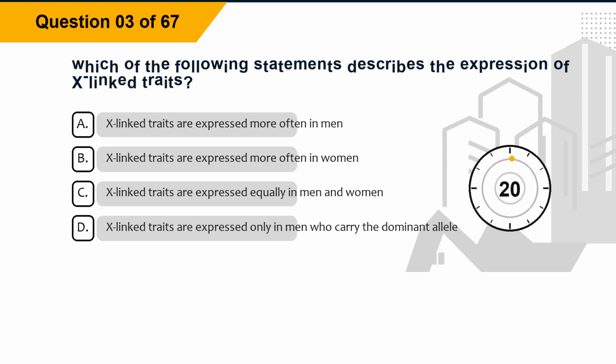Question 3. Which of the following statements describes the expression of X-linked traits? Option A. X-linked traits are expressed more often in men. Option B. X-linked traits are expressed more often in women. Option C. X-linked traits are expressed equally in men and women. Option D. X-linked traits are expressed only in men who carry the dominant allele.